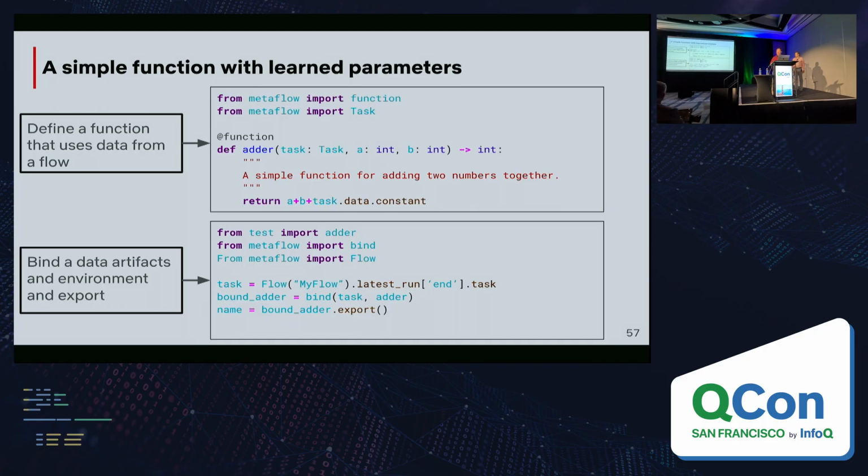So let's take another slightly different version of this adder function that takes a Metaflow task as one of its arguments. Now below, we can use our client to say, grab the latest run from my flow, refer to one of the steps, and grab that task object. That task object contains all of the data artifacts, like the model and all of the environment.